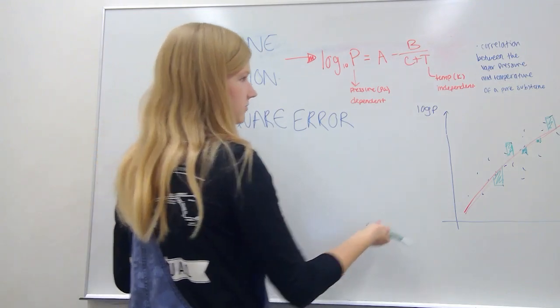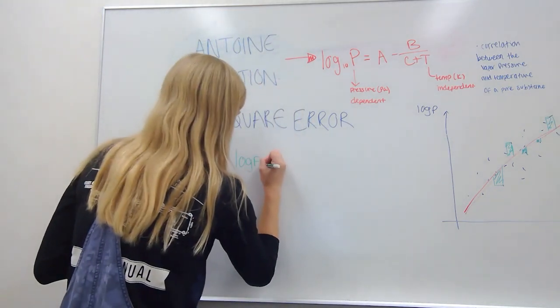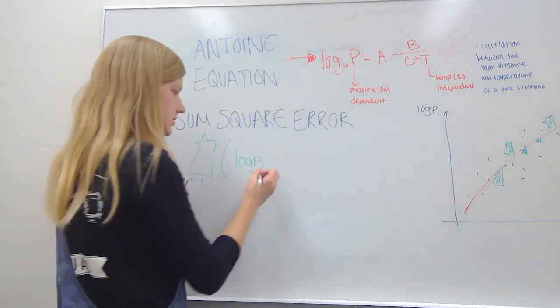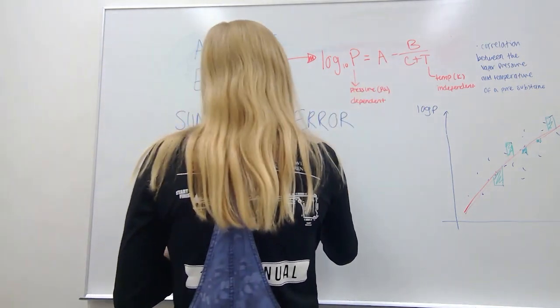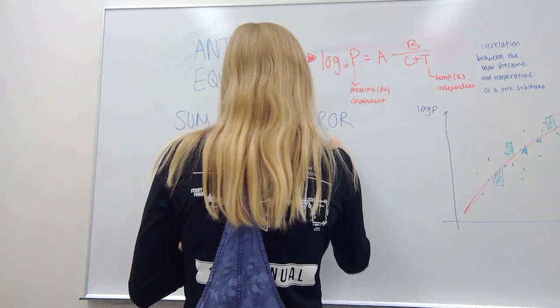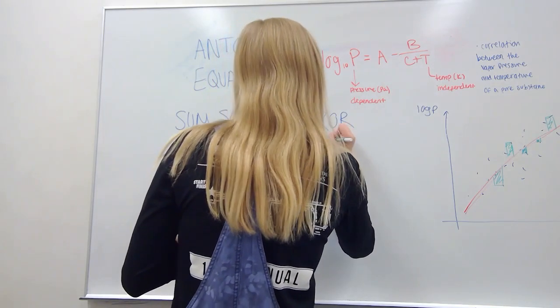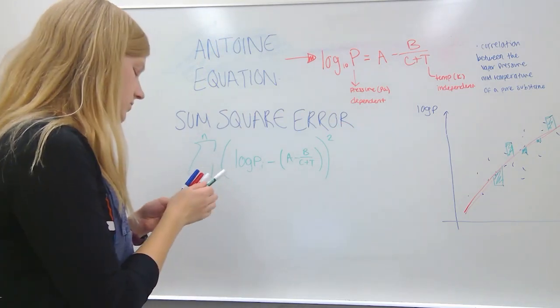The error is for the dependent variable, the pressure, so we're just going to be using the experimental pressure, that's what this I means, and we're subtracting what the model thinks it should be, this A minus B plus D. And then we're going to square the whole thing, and that will calculate our sum squared error.